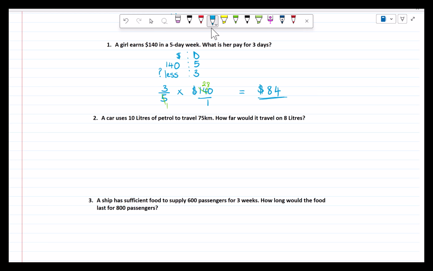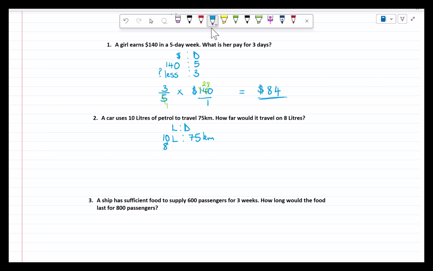Example number 2. A car uses 10 liters of petrol to travel 75 kilometers. How far would it travel on 8 liters? Again, we're using the same concept as in example number 1. So we have liters is to distance, and we're told that the car uses 10 liters to travel a distance of 75 kilometers. How far would it travel on 8 liters?